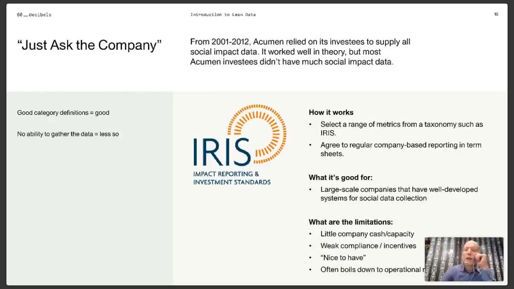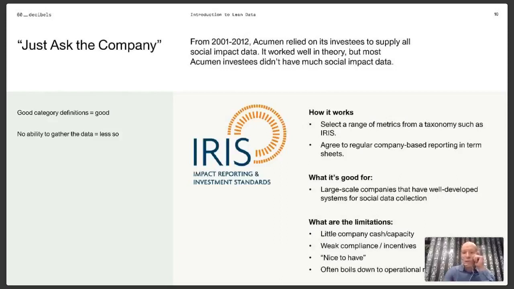Sorry about that. This was a version of what Acumen did from 2001 to 2012. And it wasn't as light as this sounds, but fundamentally our view was that we didn't want to ask companies for any data they couldn't provide, and that we would develop a data plan with each individual company and then have them share their social impact data as well as their financial and operational data aligned with various IRIS metrics.